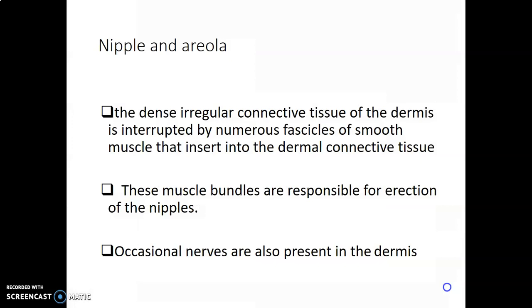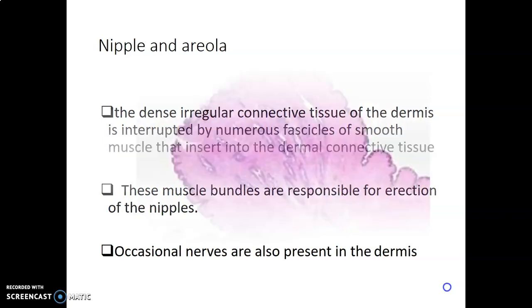So within the nipple areolar area, the dermis is usually dense, contains dense irregular connective tissue, and it's usually interrupted by numerous fascicles of smooth muscles. So you have smooth muscle cells within the dermis of the nipple areolar area, and this dermis has dense irregular connective tissue. The muscles are responsible for erection of the nipple. Again, the nipple areolar area has abundant nerves within the dermis.